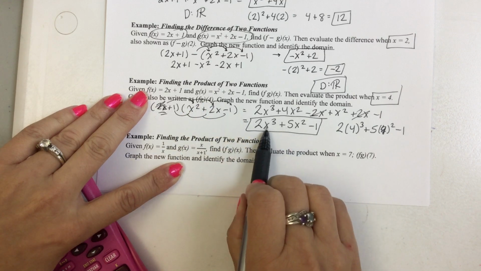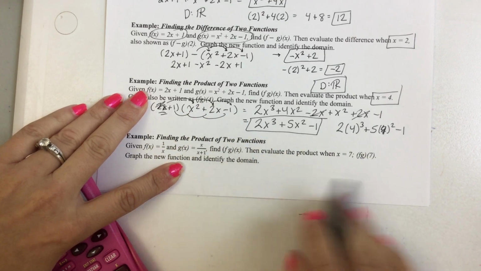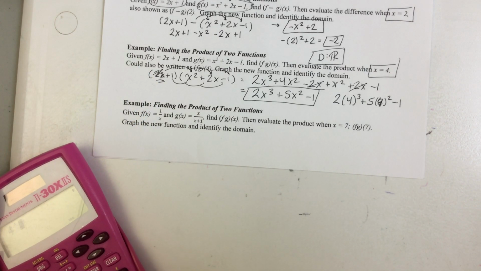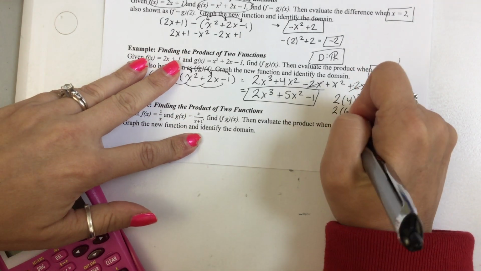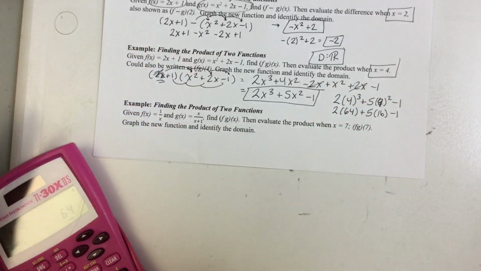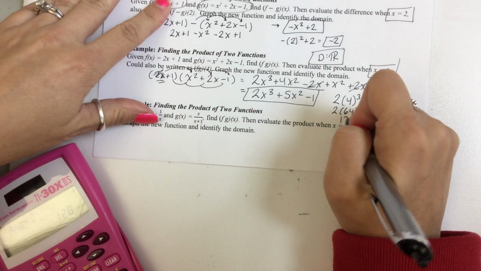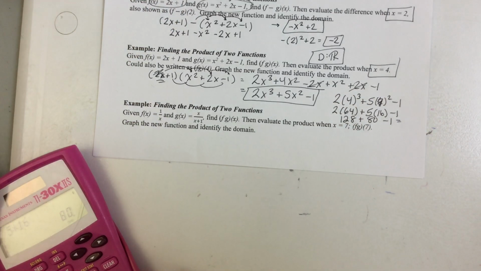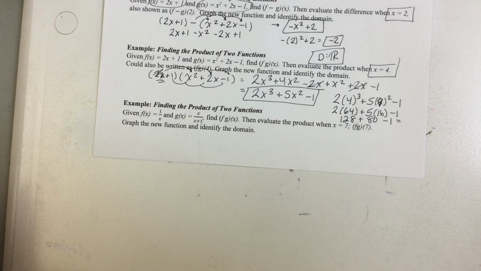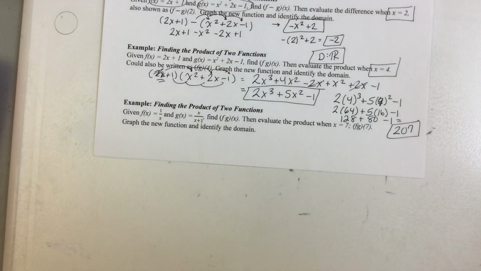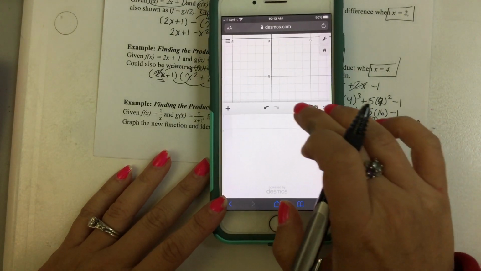So I changed all of the x's. There were 2 x's in the function. I changed them both to 4. Order of operations. You have to perform your exponents first. So if I take 4 to the power of 3, I get 64. So 2 times 64 plus 5 times 4 to the power of 2, which is 16. 2 times 64 is 128. 5 times 16 is 80, minus 1. So if I take 128 and I add 80 and I subtract 1 from that, I would end up with 207. Okay, now they want us to graph it and look at the domain. So I'm going to go ahead and get rid of that graph.